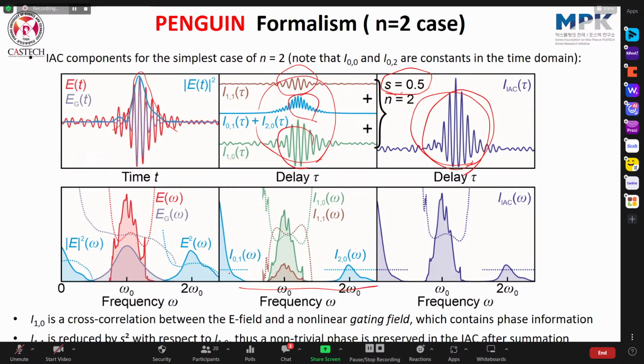Okay, so this component is real valued, so the phase is constant. But in this case, this one and this one are complex, so you have the phase information. We can use this to extract the phase information, and then you can run the retrieval program. Then you can extract the phase information, and also you have intensity, so that you can have a complete characterization of the pulse.